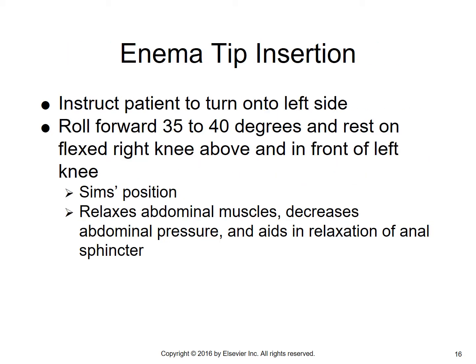Enema tip insertion is very, very important. You don't want to improperly insert an enema tip into a patient and do damage to the rectal area. So the first thing that we're going to do is turn our patient onto their left side. Now, of course, we're going to use what's called the Sims position that we've learned about. So they're rolling forward about 35 to 40 degrees. They're resting on the flexed right knee above and in front of the left knee. This is going to help them to relax any abdominal muscles that may be contracted, decreases abdominal pressure, and it aids in the relaxation of the anal sphincter.